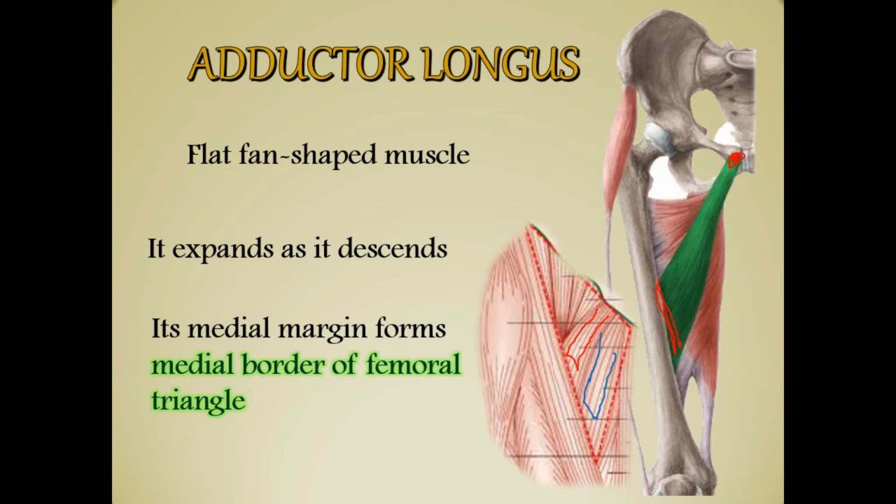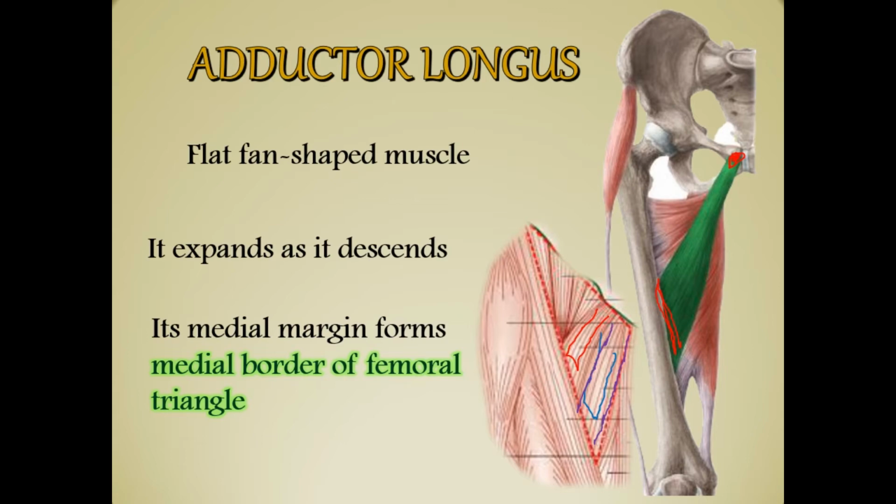Now this is the point to understand. Let me change color. Yes, now this is the medial margin of the adductor longus muscle and this is the lateral margin of the adductor longus muscle. So the medial margin forms the medial border of the femoral triangle. Now the femoral triangle has three borders.